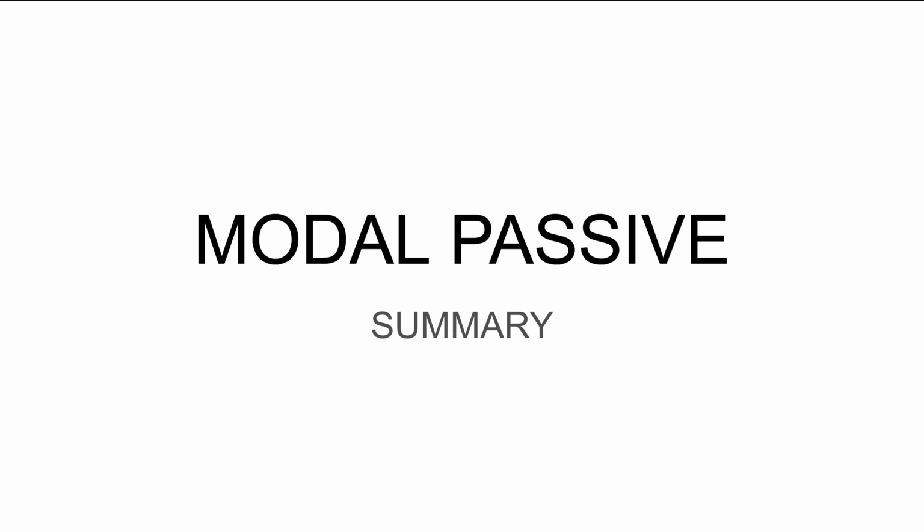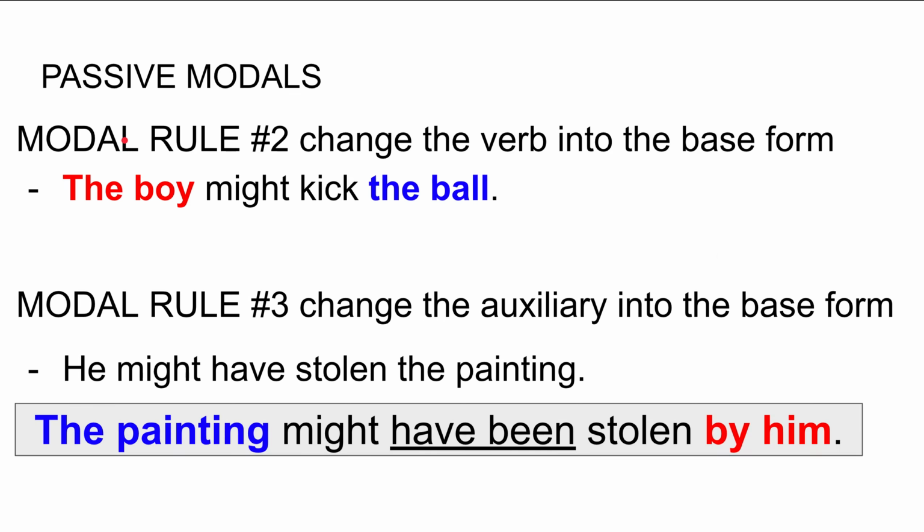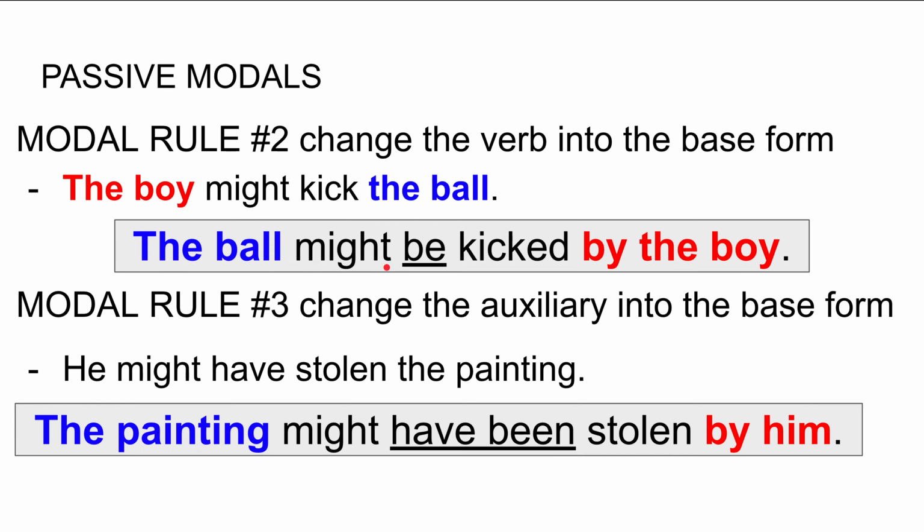Okay. To quickly summarize and recap the 2 important rules about writing a modal passive. Modal rule number 2, change the verb into the base form. So the boy might kick the ball. The ball might be kicked by the boy. And modal rule number 3, change the auxiliary into the base form. This rule is specifically applied to the present perfect passive. So he might have stolen the painting. The painting might have been stolen.